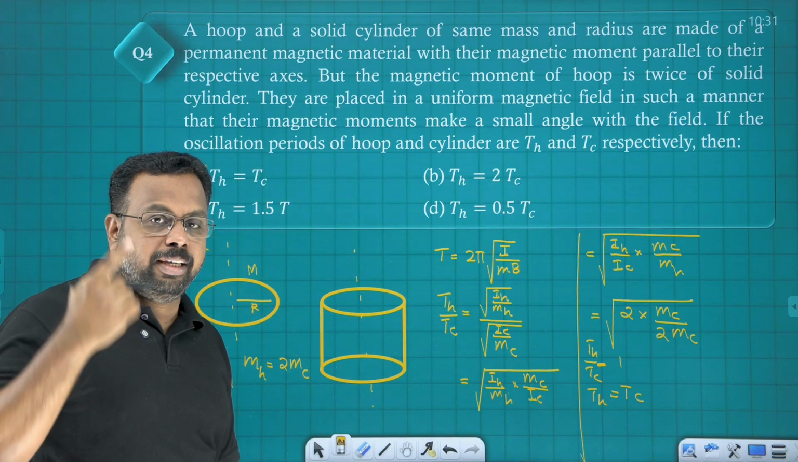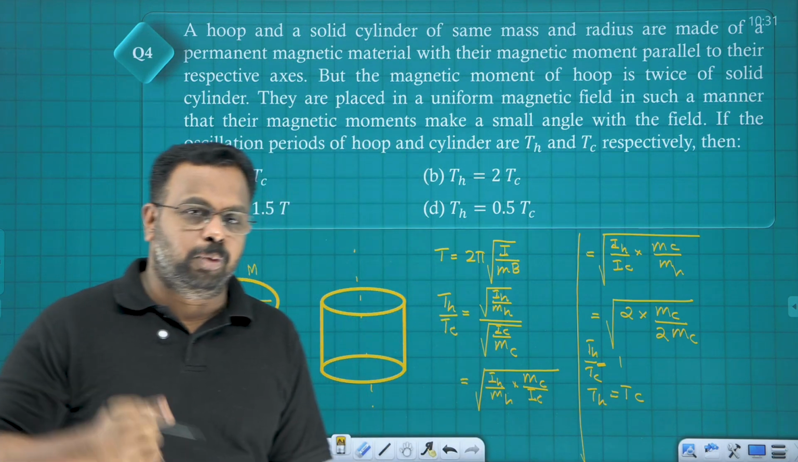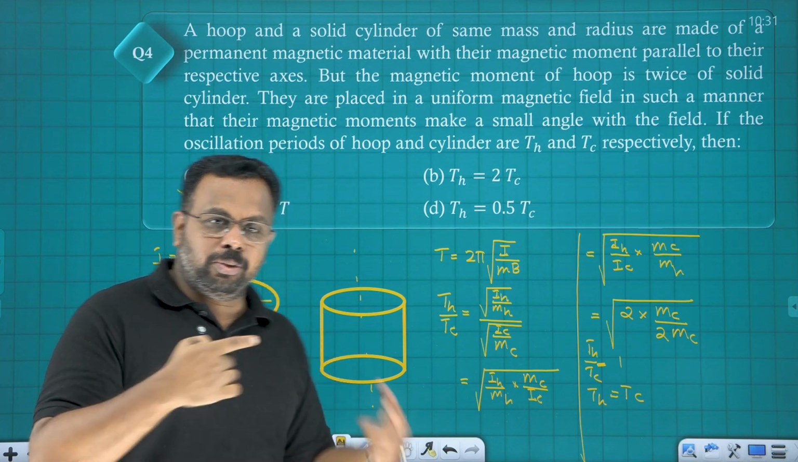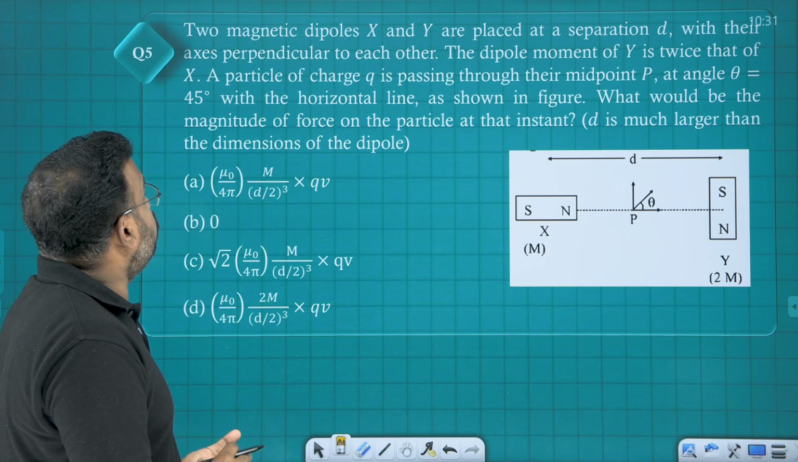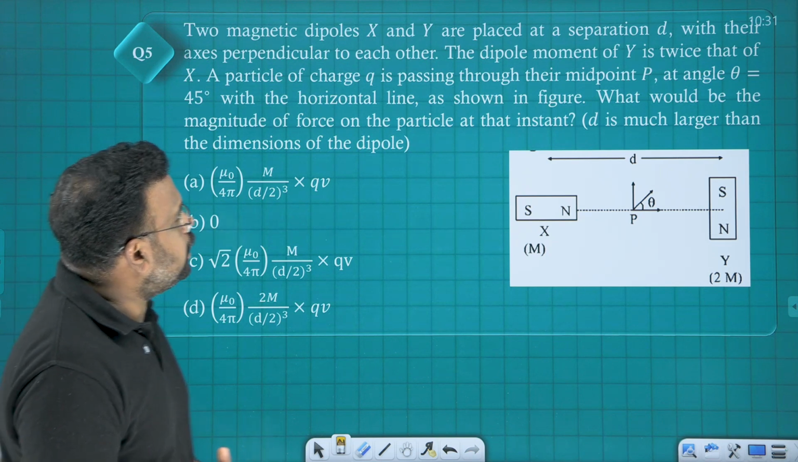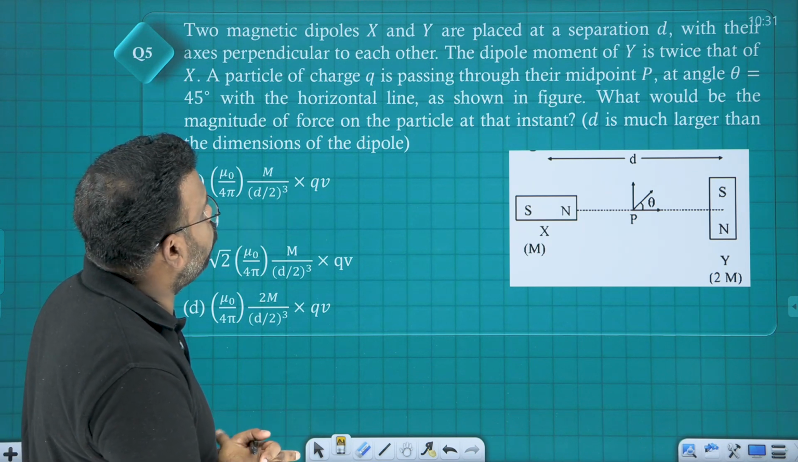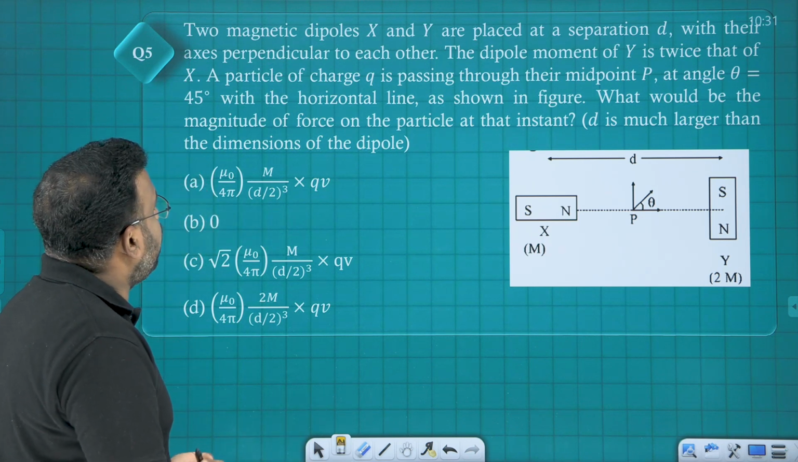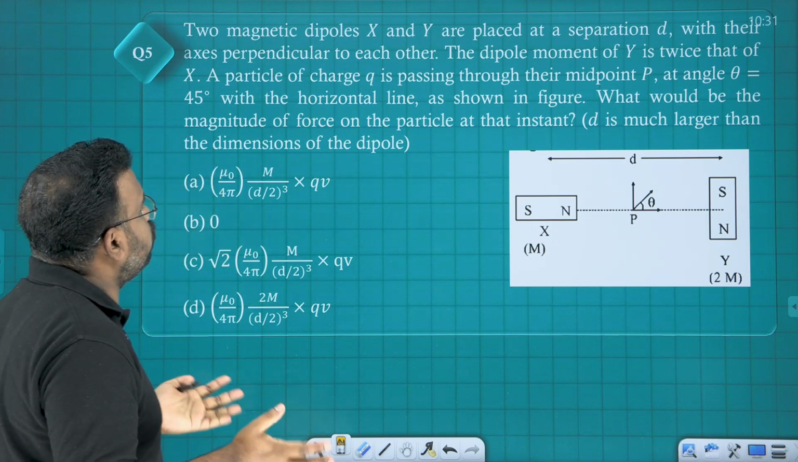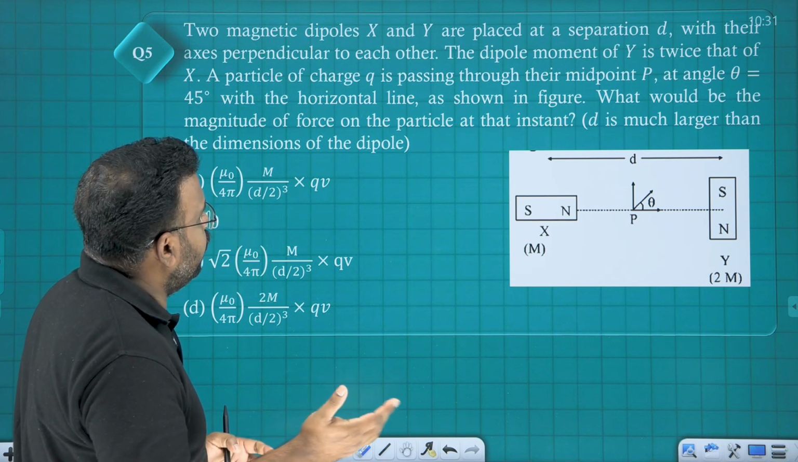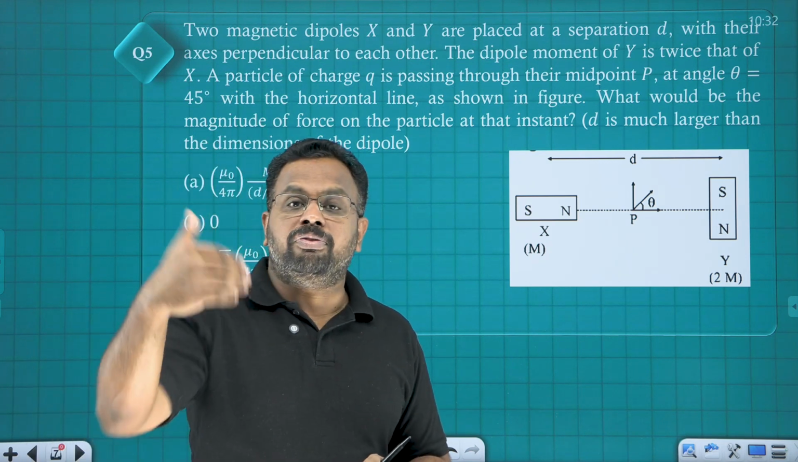So here the problem is like, to get the right answer, we need to recall an idea from grade 11 chapter rotational motion, the moment of inertia of different shapes. Okay. So related questions. Question number 5. Two magnetic dipoles X and Y are placed at a separation D with their axes perpendicular to each other. The dipole moment of Y is twice that of X. A particle of charge Q is passing through their midpoint P at an angle theta is equal to 45 degree with the horizontal line as shown in the figure. What would be the magnitude of force on the particle at that instant?